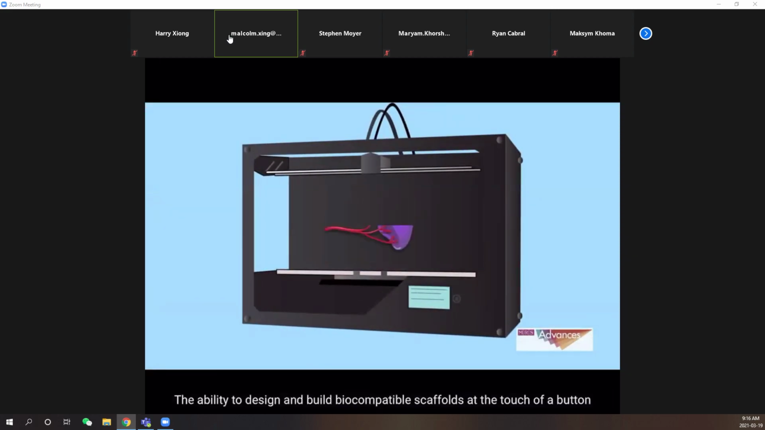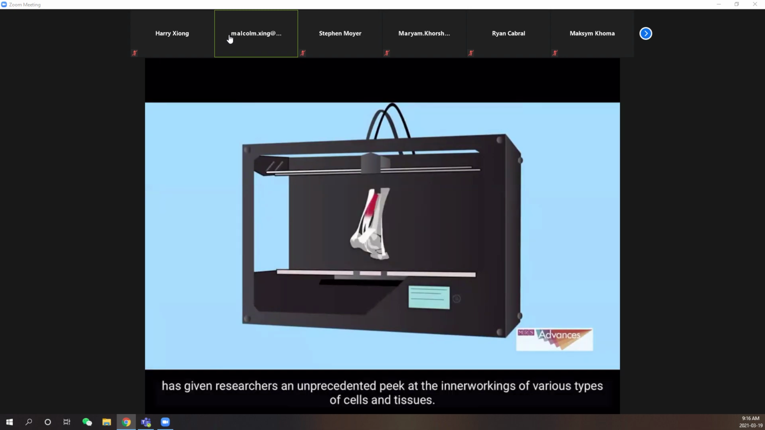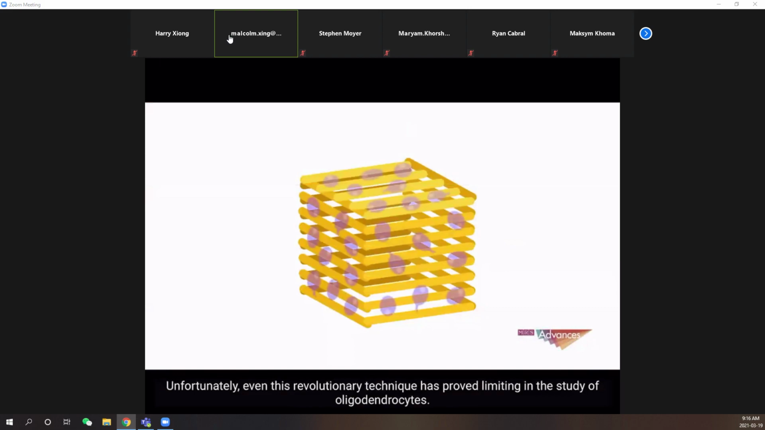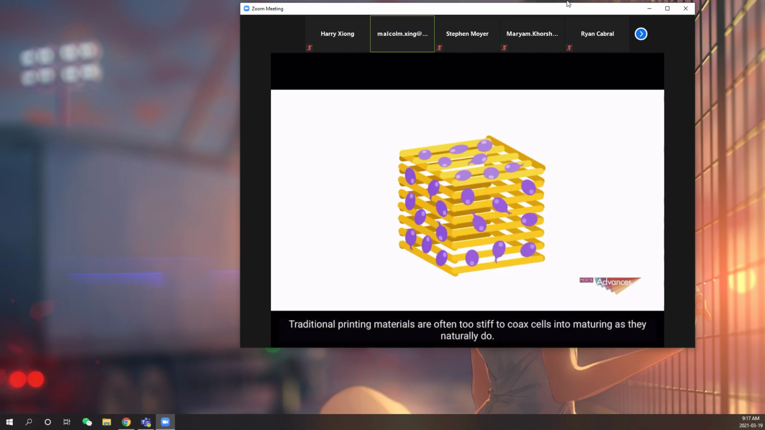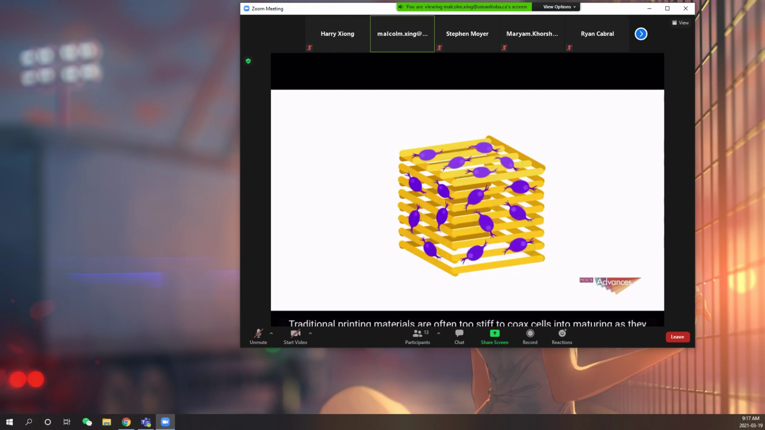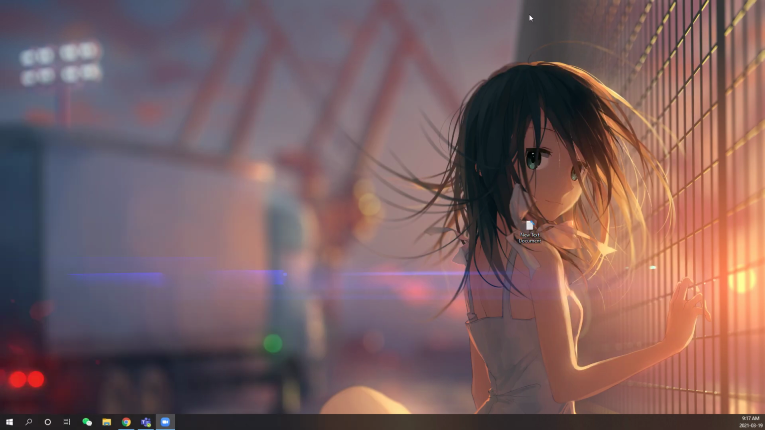The ability to design and build biocompatible scaffolds at the touch of a button has given researchers an unprecedented peek at the inner workings of various types of cells and tissues. Unfortunately, even this revolutionary technique has proved limiting in the study of oligodendrocytes. Traditional printing materials are often too stiff to coax cells into maturing as they naturally do, and materials that can pull off the trick are too pliable to actually be printed.